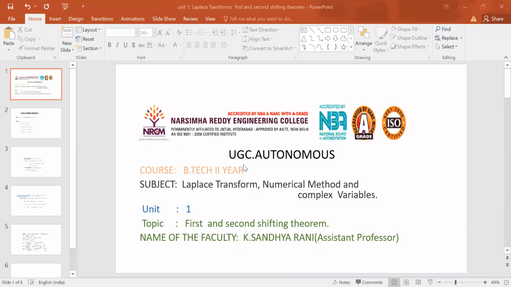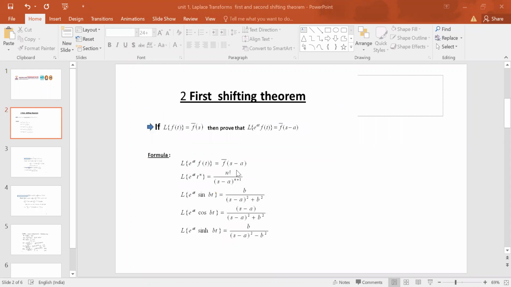Hello everybody. In the previous video, we discussed some introduction to the Laplace transformation. Continuing from that video, now let us discuss the first and second shifting theorems. So what does this first shifting theorem mean?